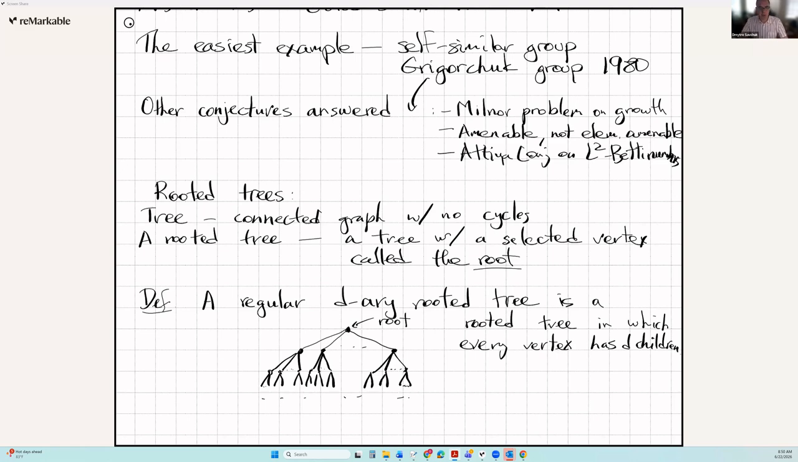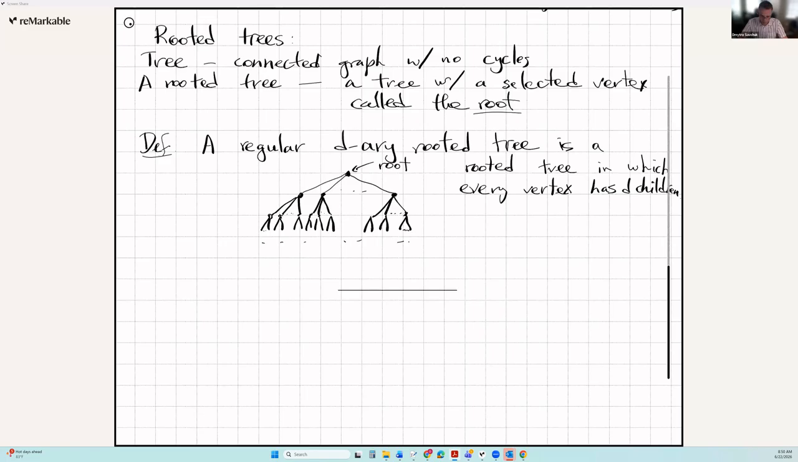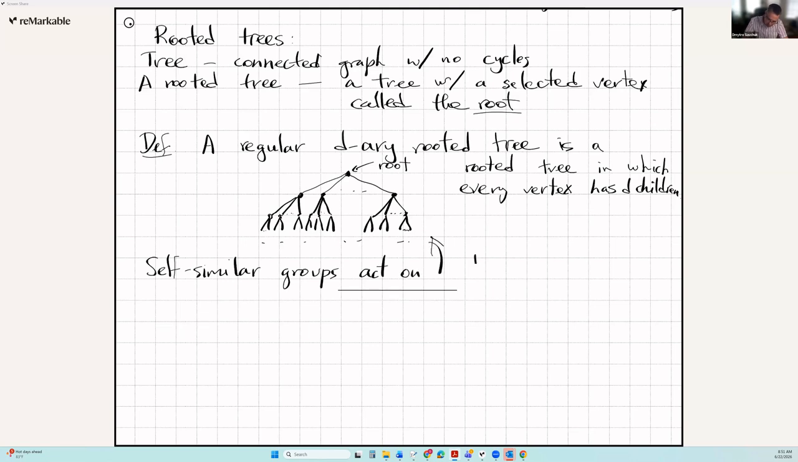And we're going to consider automorphisms of this tree, and more generally, we will even consider endomorphisms. So we're going to be considering maps from this graph to itself that preserve the adjacency relation, incidence relation. Okay, so self-similar groups act on these rooted trees by graph automorphisms.